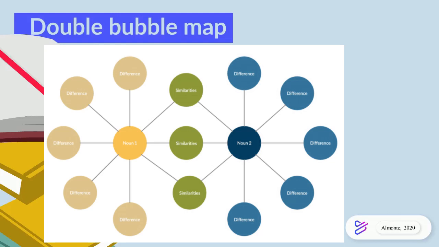How to use it. Step 1. Write down the two ideas or topics you are comparing in the two bubbles in the center. Step 2. As you brainstorm and analyze the topic, write down the differences in the bubbles radiating from the center. Step 3. Write down the similarities in the bubbles that are common to both topics.